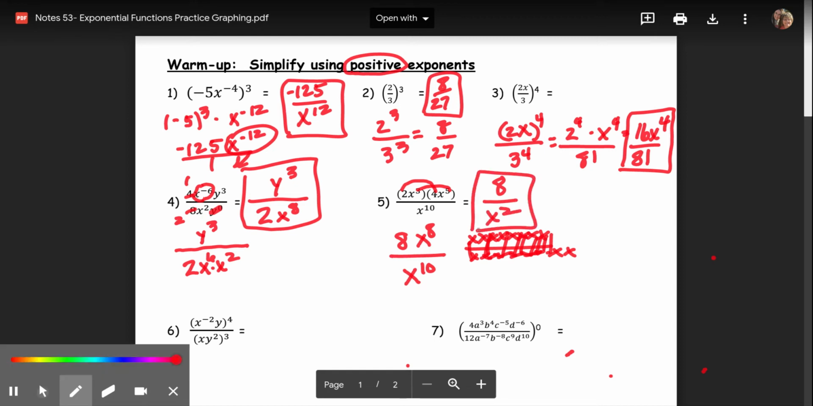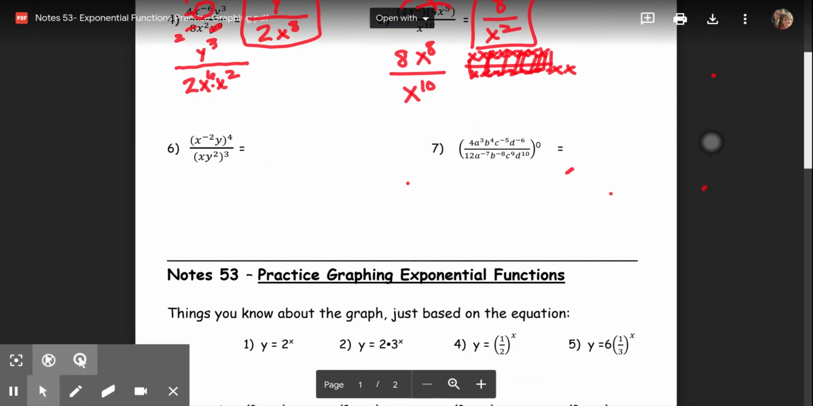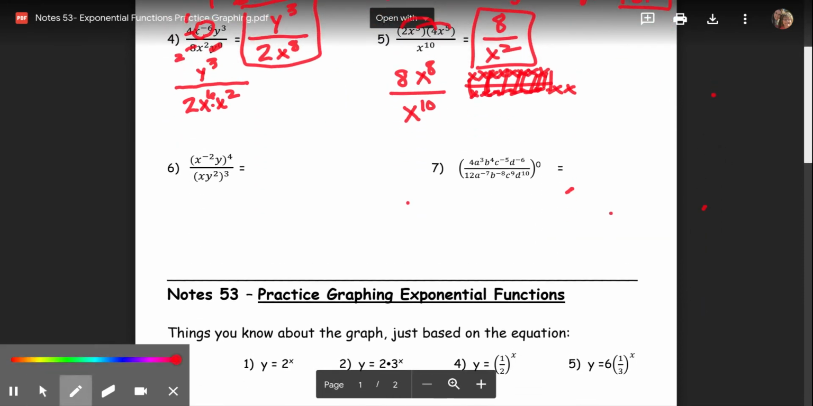All right, let's take a look. Let's move this up a little bit. Take a look at problem 6. See what we can do with that. Since you do have a power on the outside, the best thing to do is go ahead and multiply power to a power. So this will be x to the negative 2 times 4, which is negative 8, y to the 4th power, all over x cubed, y 2 times 3 is 6.